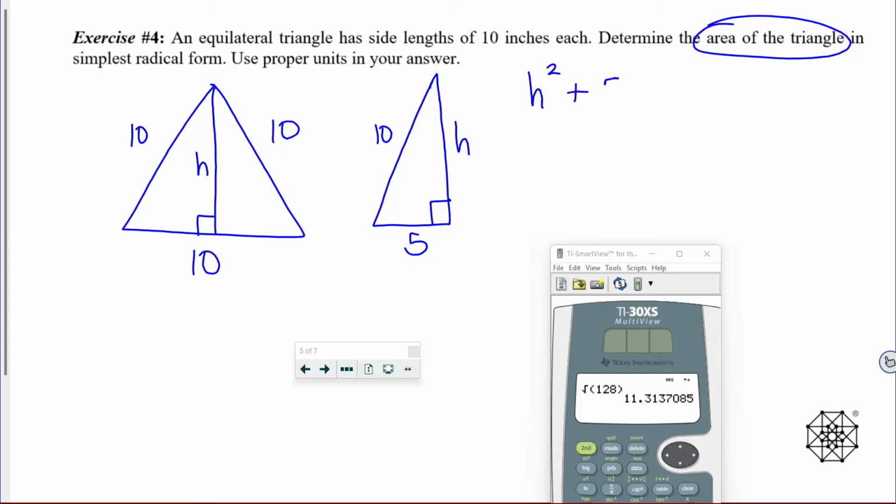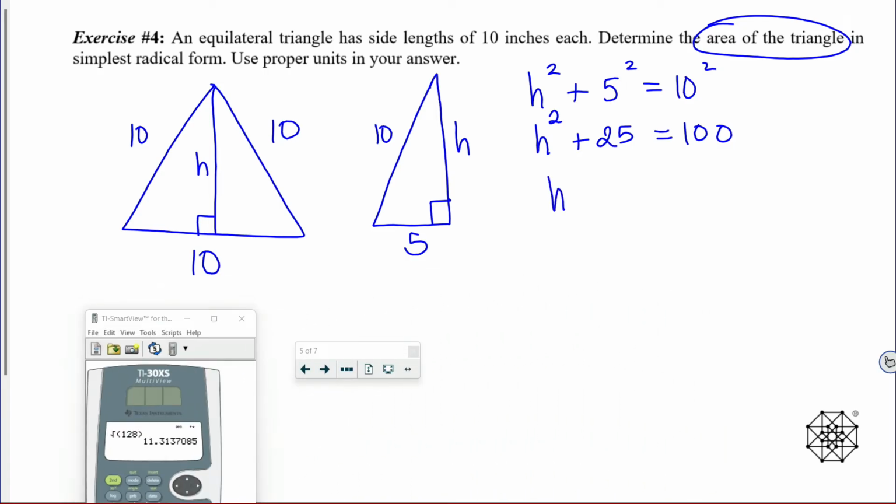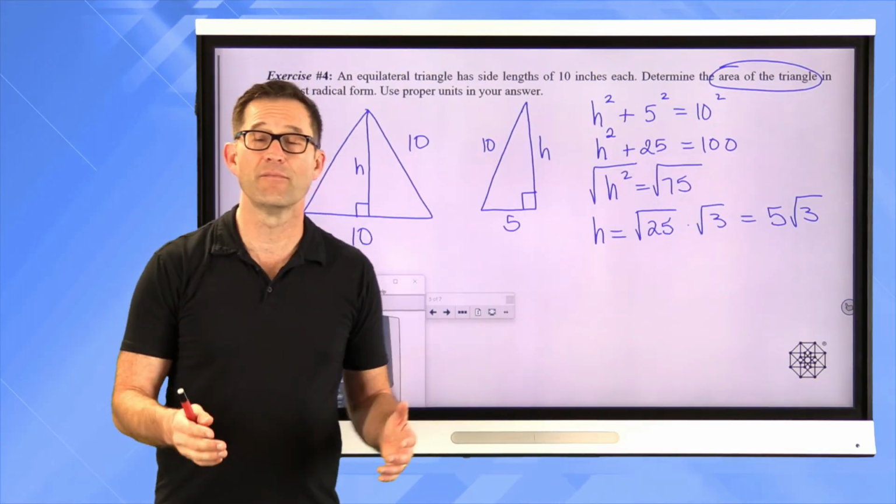H squared plus 5 squared is equal to 10 squared. H squared plus 25, I'm going to make that look a little bit more like a 2 and less like just a squiggle, is equal to 100. Bye-bye calculator. H squared is equal to 75 when I move the 25 over to the other side. And now H is equal to the square root of 25 times the square root of 3, which is 5 times root 3. All right, so that's the height of my triangle.